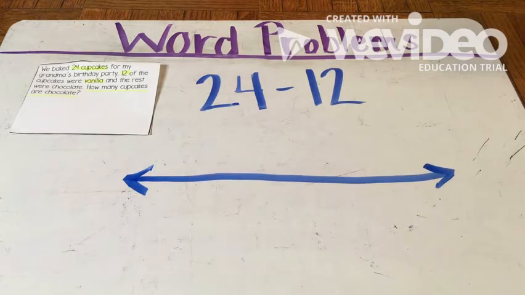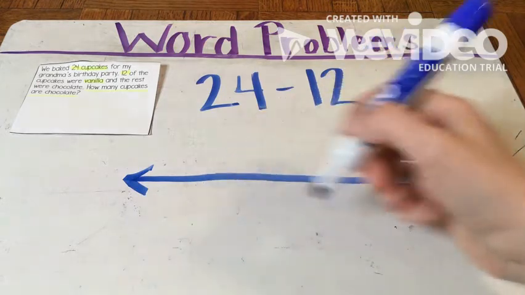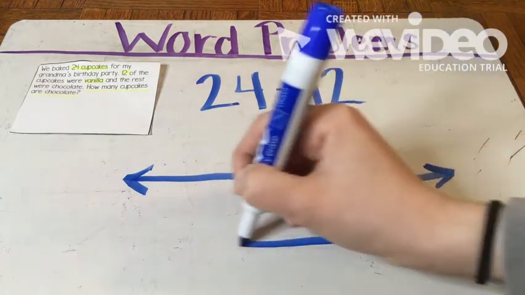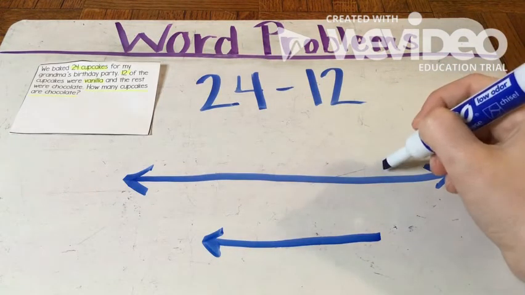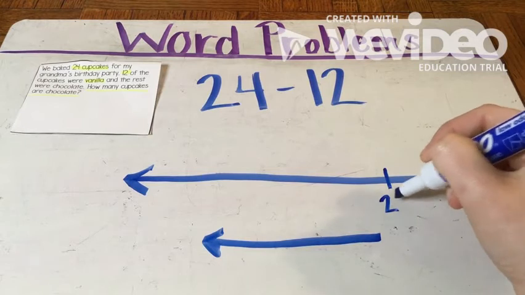And I'm going to start with my first number, which is 24. And I'm going to label that on my number line. And since I am subtracting, I am actually moving to the left. So my numbers are going to get smaller. So I have 24.